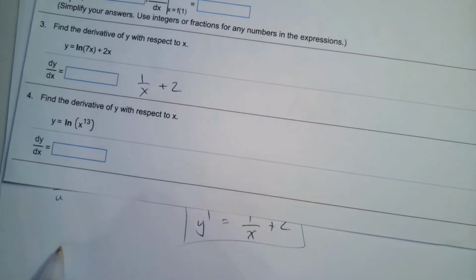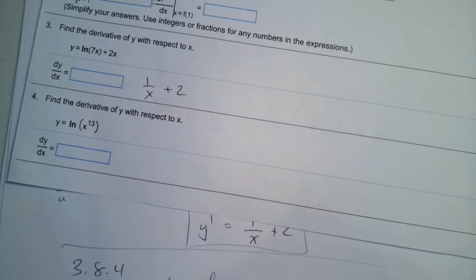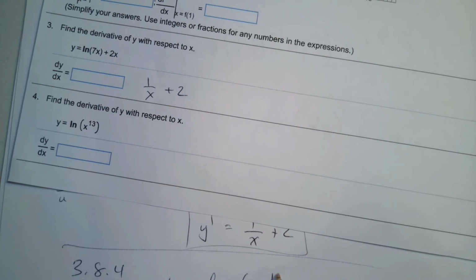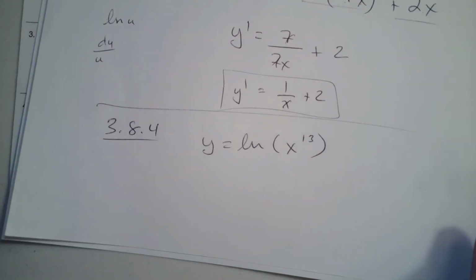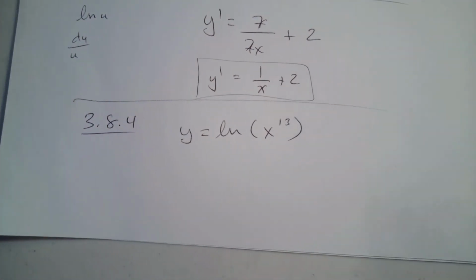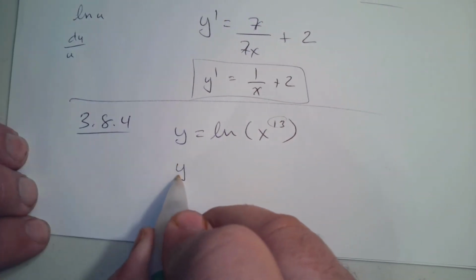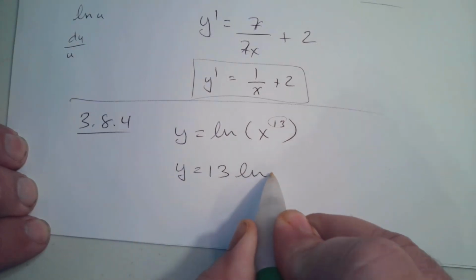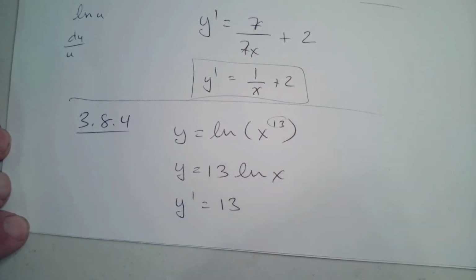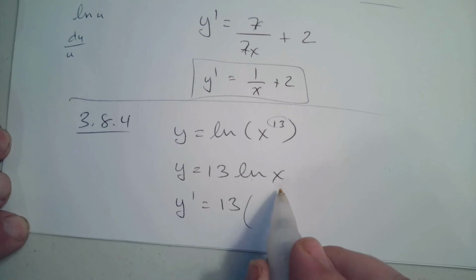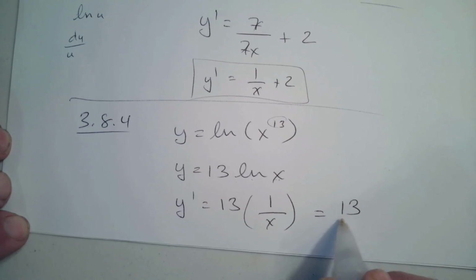Number 4. Y equals ln x to the power 13. Okay, the rule of logarithms is anytime you have an exponent, it comes out to the front. So the derivative, that's the leading coefficient, times the derivative of ln x, the derivative of x is 1 over x. So it's 13 over x.